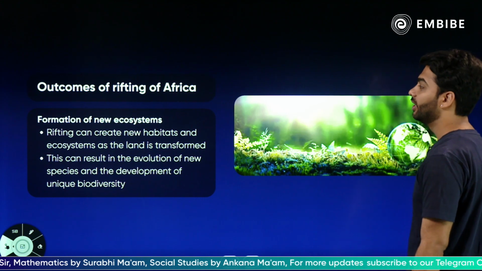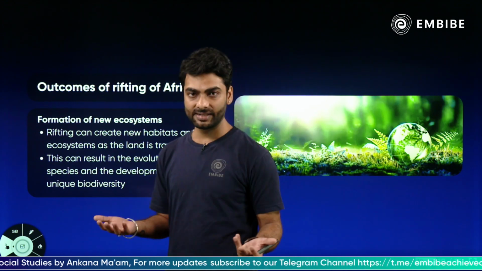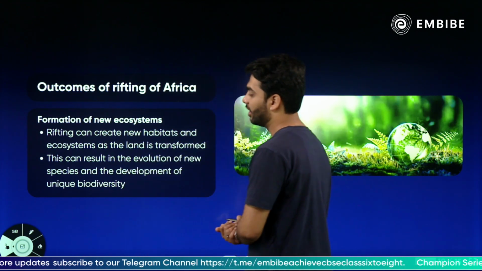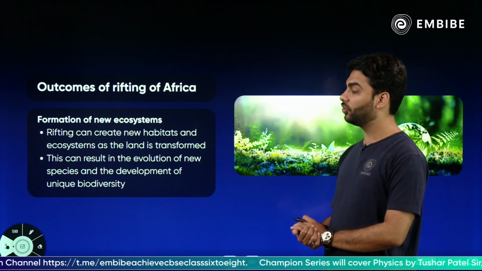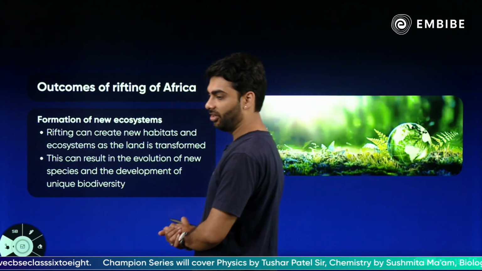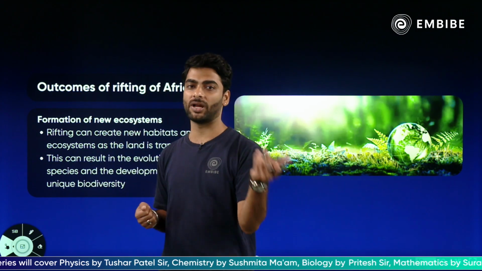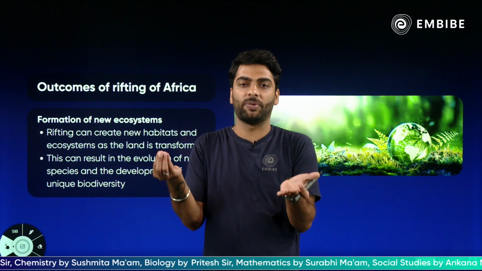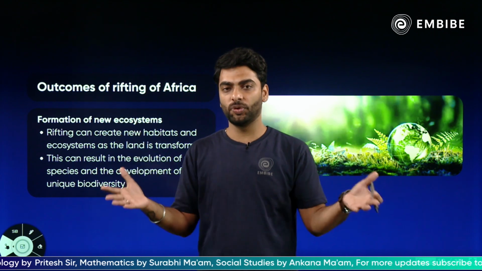Outcomes of rifting of Africa: formation of new ecosystems. Obviously, because it's a natural thing, nature will heal itself, and over the course of time there will be new ecosystems that will arise in that place. Rifting can create new habitats and ecosystems as the land is transformed. This can result in the evolution of new species and the development of new unique biodiversity as well. So we have something really beautiful to look forward to. Also, you never know, there might be some extinct species that might also be seen, because when the earth is splitting, you don't know what is lying under the earth, and what can just come back to life. So it will be a beautiful experience.